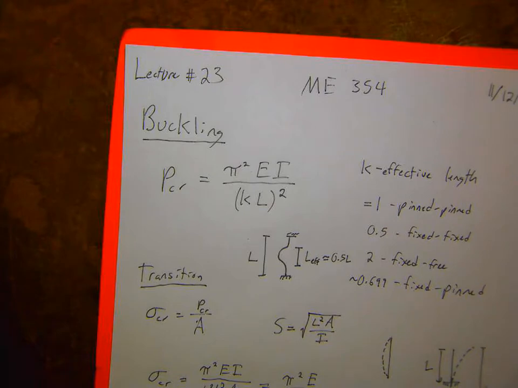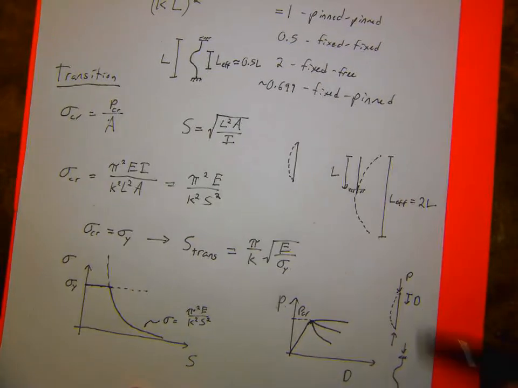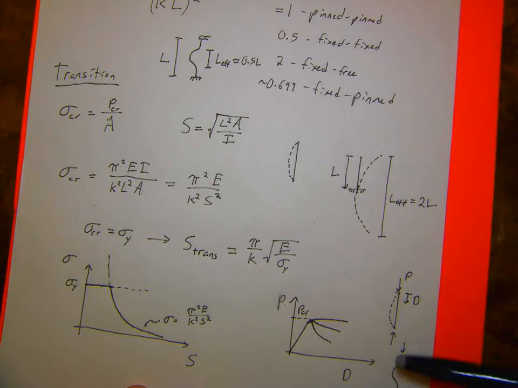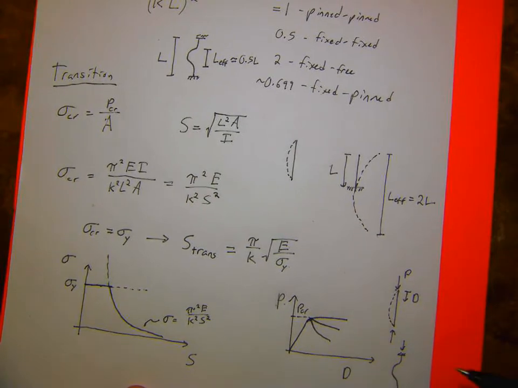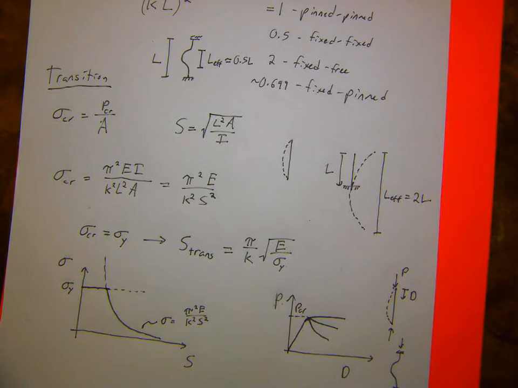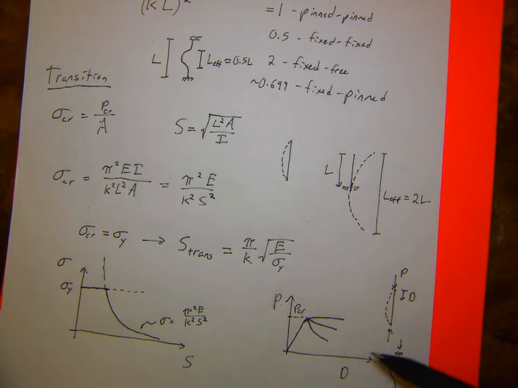Other questions? Yeah, what would you say D was again on that graph for the P versus D? This is just displacement. So this is the data you'll be getting out of an Instron, load displacement. And you'll see some behavior like this, which you could normalize out to be stress-strain. I guess strain doesn't really make sense in this case for buckling. Only for yielding it would.